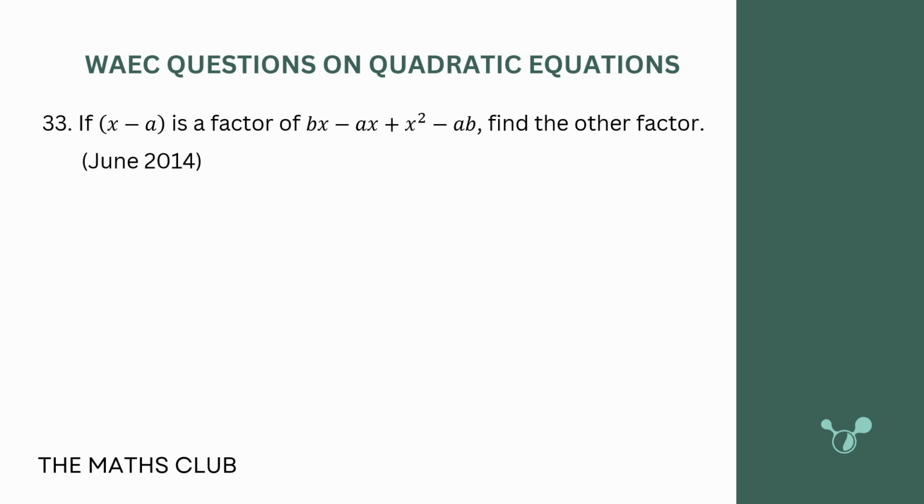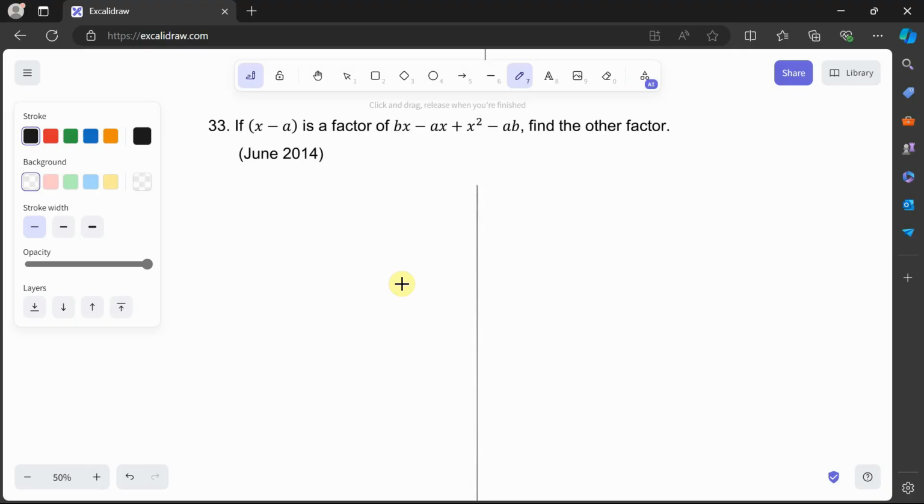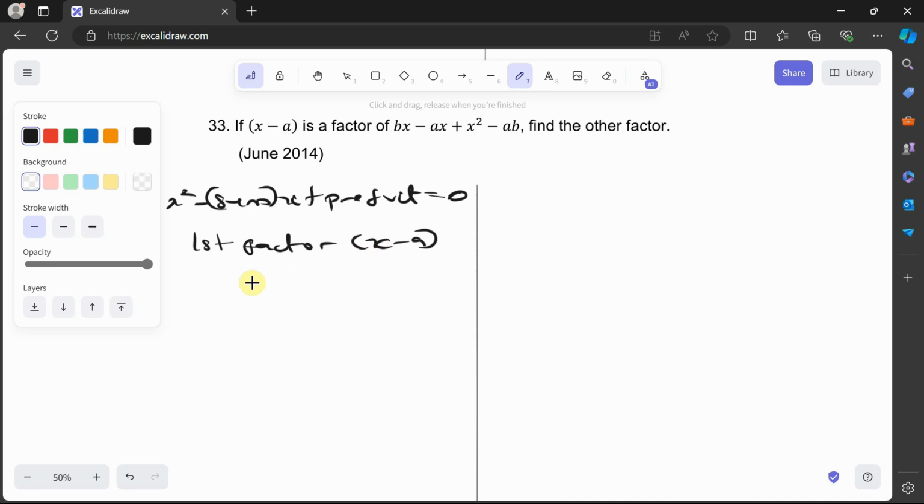Question 33 says that if x minus a is a factor of bx minus ax plus x squared minus ab, we should find the other factor. I'm assuming that you've tried to solve this by yourself. Our equation was x squared minus sum multiplying x plus product of the roots is equal to 0. So if you look at all these ones, the one that is the whole number part is just the product of the roots, that is minus ab. So the first factor is x minus a. We can find the first root from this. So the first root will just be x minus a is equal to 0, and that is x is equal to a. So our first root is a.